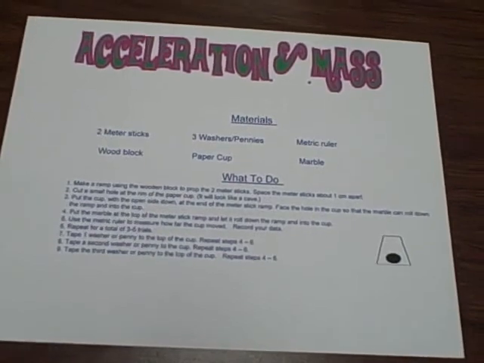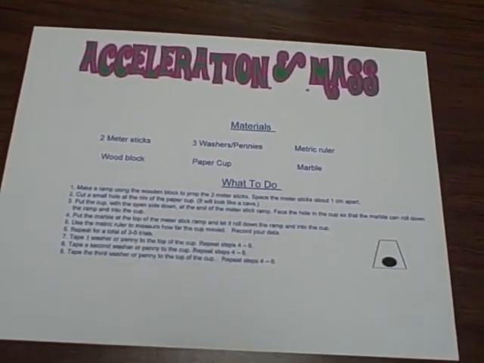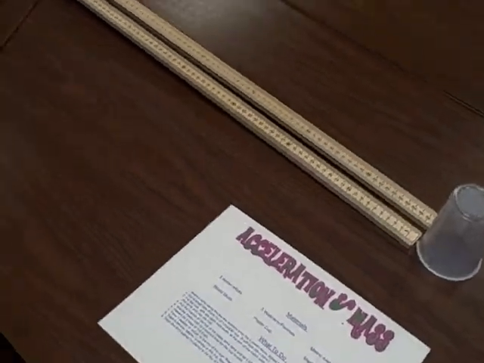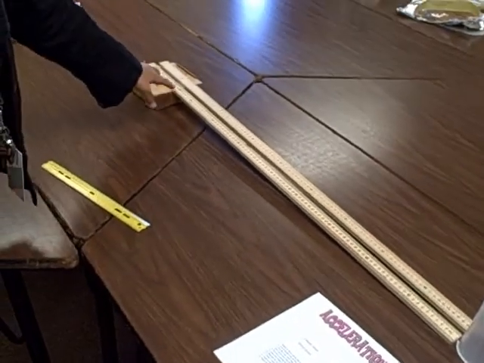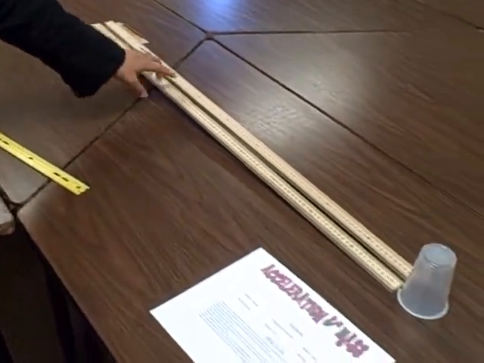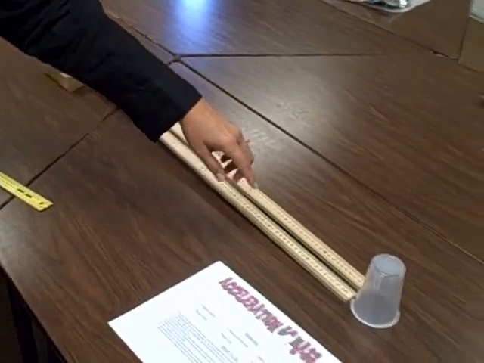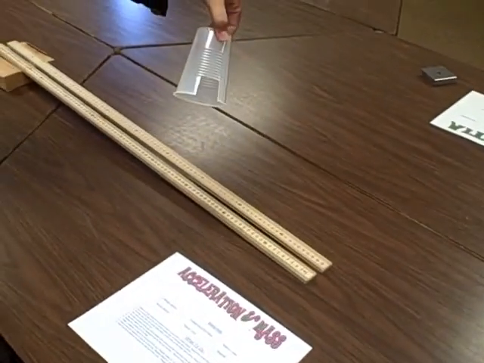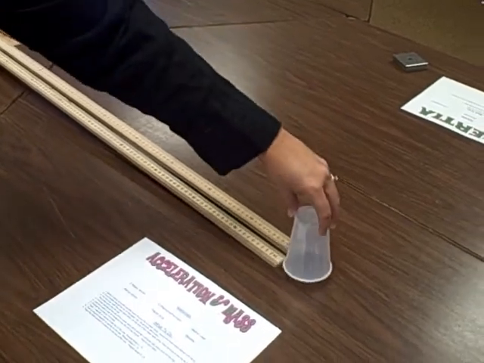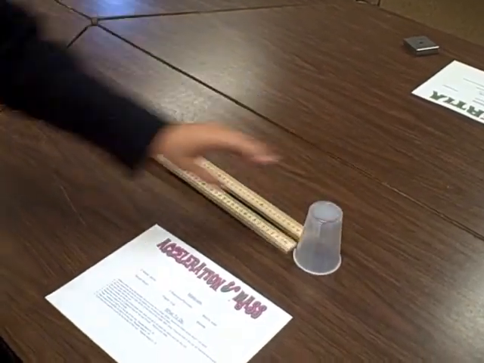This is the acceleration and mass station, where you have 2 meter sticks and a wooden block, and the students will set this up with 2 meter sticks, a wooden block, and space them about 1 centimeter apart, or as big as your marble is. Put the plastic cup at the end and cut a notch like a tunnel. You'll have that set up for them.